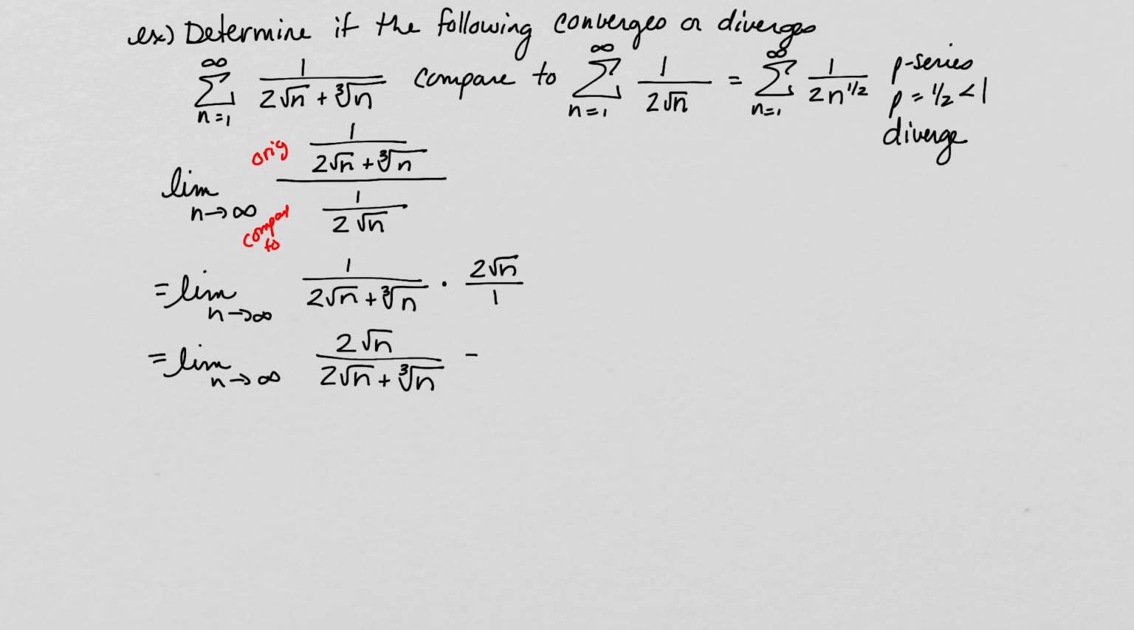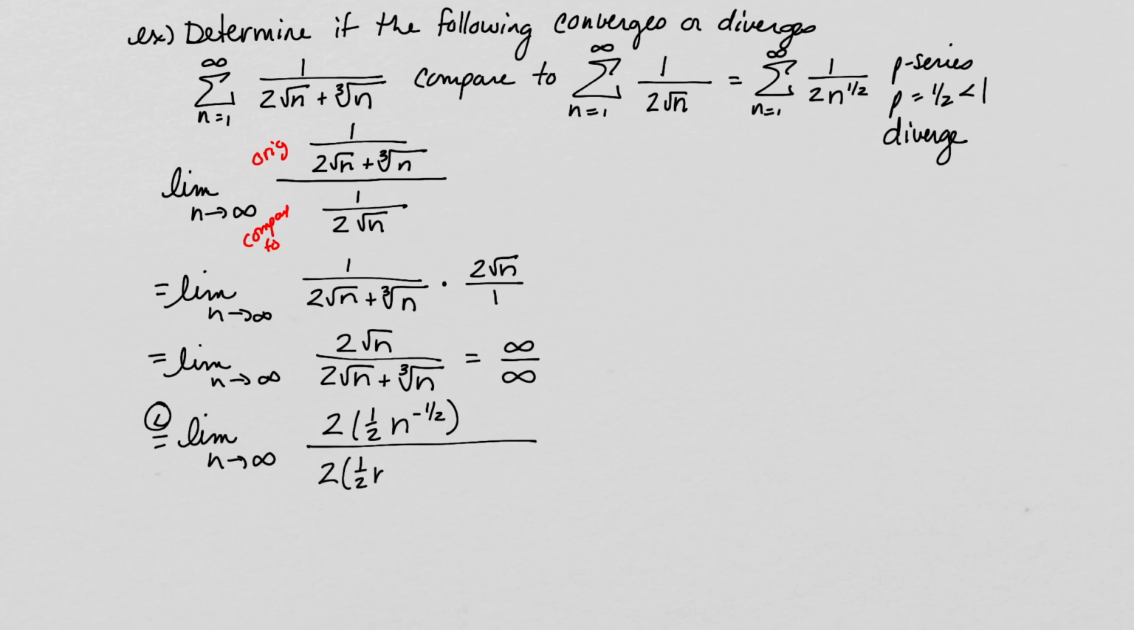If I try to find this limit, it's infinity over infinity. So I'm going to do L'Hopital's rule. So the limit as n approaches infinity: the derivative of the top, I have 2 times 1/2 n to the minus 1/2. The derivative of the bottom is going to be 2 times 1/2 n to the minus 1/2 plus 1/3 n to the minus 2/3. Are we okay with that?